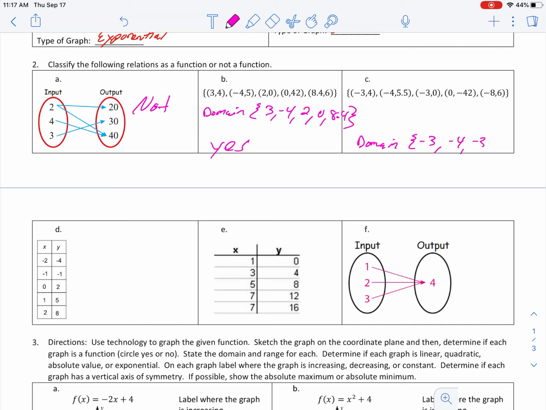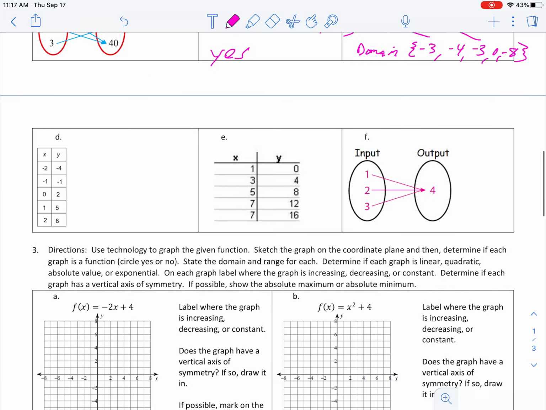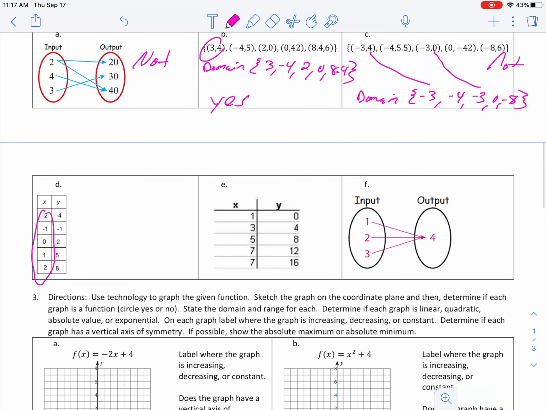Letter C, same deal. I start by looking at the domain. Is anything being repeated? Oh, I did just repeat something. Okay, -3 is going to 4, and -3 is also going to 0. That cannot happen, just like in our mapping diagram in example A. This is not a function.